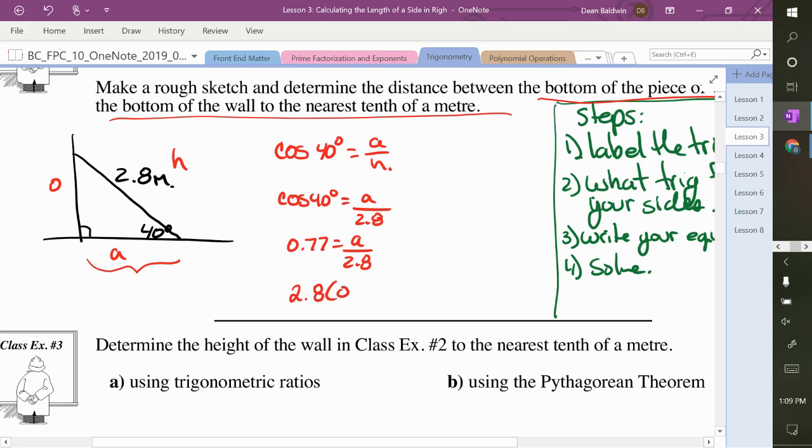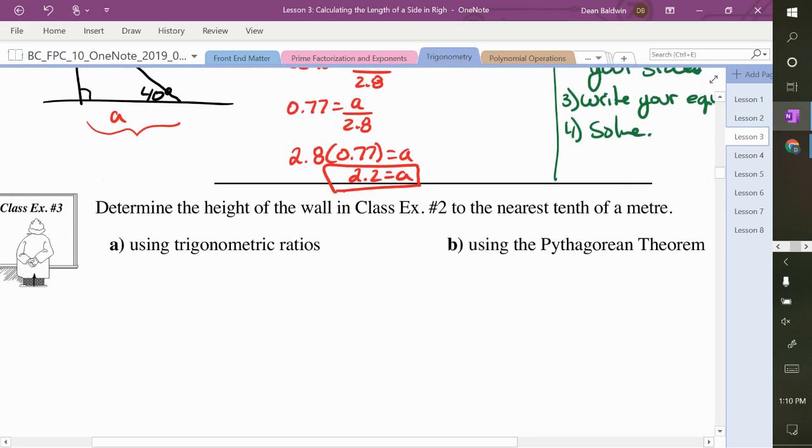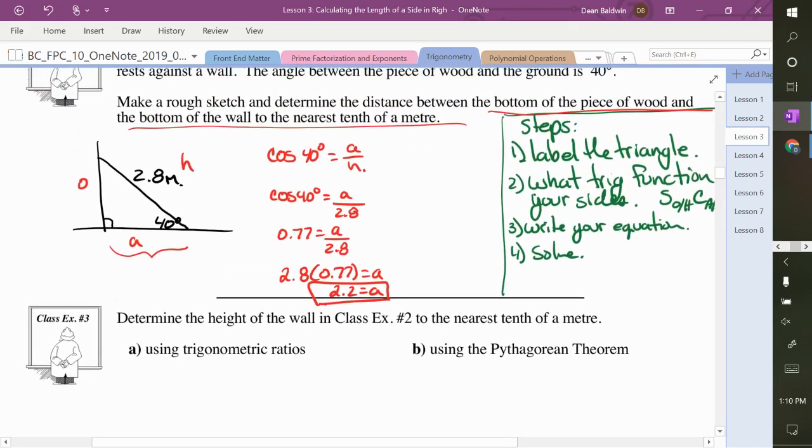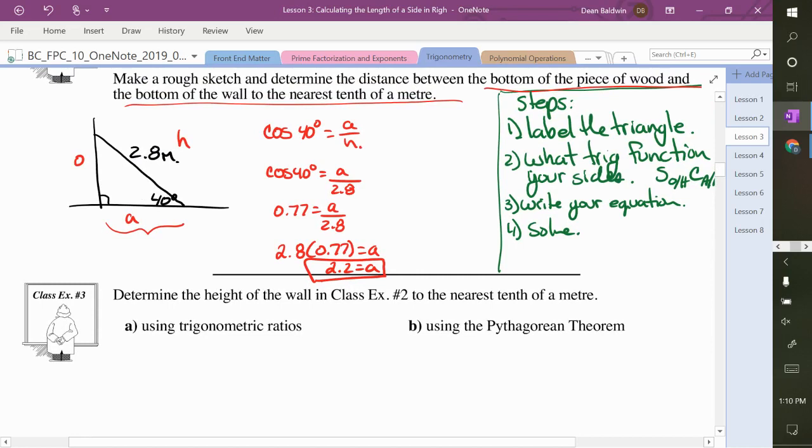So you multiply the 2.8 times the 0.77. 2.1 if we average to 2. If we round to 2.1? 2.2? Yeah. Okay. Whatever. As long as you're close, I'll be happy. Are we okay? All right, we're going to do one more example. Kids usually like this.